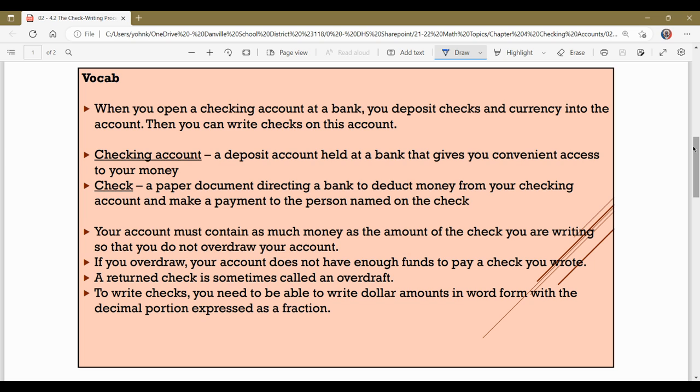so that you do not overdraw your account. If you overdraw, your account doesn't have enough money to pay for the check that you wrote, and sometimes you will get charged a fee called an overdraft fee. And usually people use the term "your check bounced." That means that you wrote a check for $100, but your bank account only had $75 in it. So whoever tried to put your check in their bank, they couldn't, because you didn't have enough money in your account to give to them.